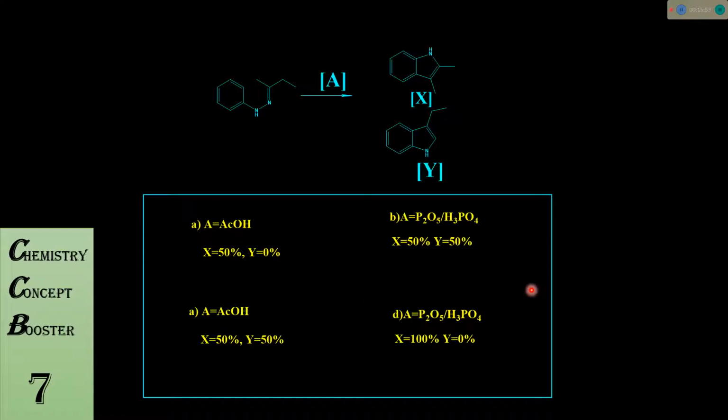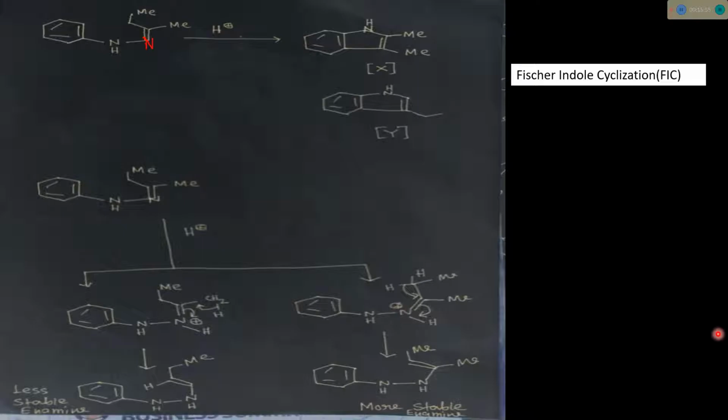Now come to phosphoric acid. We all know phosphoric acid is a strong acid. Remember that phosphoric acid is a strong acid. Since it's a strong acid, it's more reactive. More reactive means its selectivity is less. It's less selective.